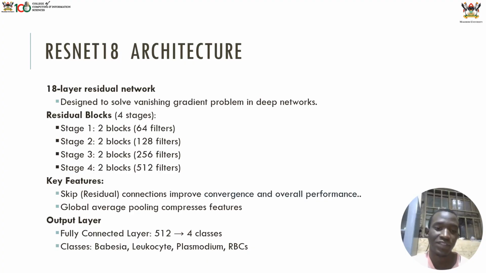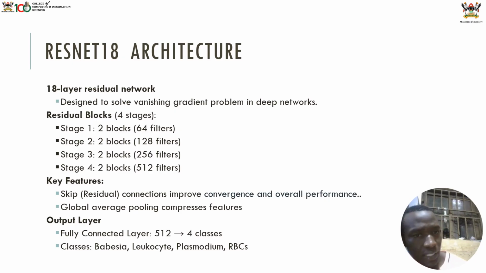When we have some key features, one of the basic key features that we use is the skip or residual connections. These connections allow the input of the layer to be added directly to its output, and this improves the training speed, convergence, and also accuracy. Then you have another important feature, which is the global average pooling. This one reduces each feature map to a single value, which helps us reduce the model complexity and also prevents overfitting.